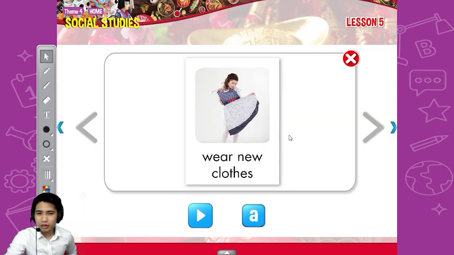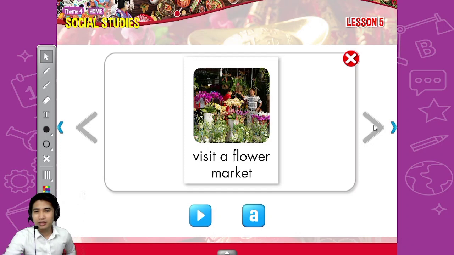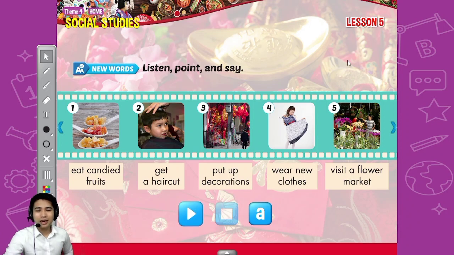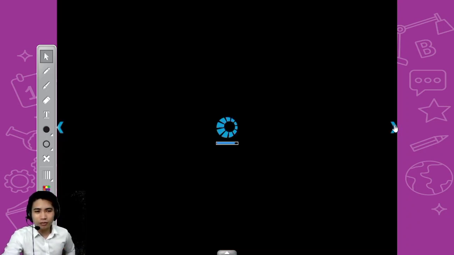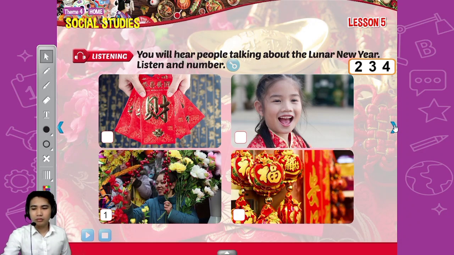How about number 4? Okay, let me point to it. Number 4, do you know what is this? Wear new clothes. Okay, number 4, wear new clothes. The last, number 5. It's visit a flower market. Visit a flower market. So these are your new 5 vocabulary words in this lesson. Next, listening. Listen and number.